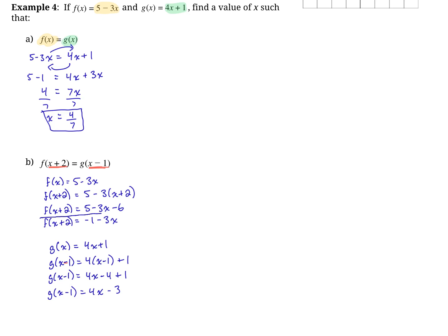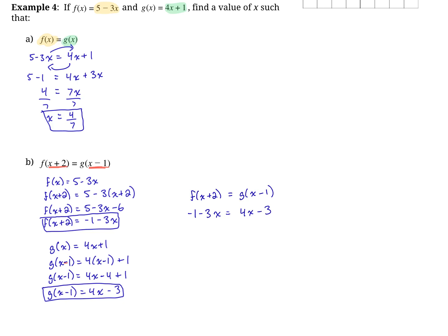So we're not done. We're looking for the x value when f(x plus 2) is equal to g(x minus 1). Since we have a simplified expression for f(x plus 2), we can replace that with negative 1 minus 3x. And since we have a simplified expression for g(x minus 1), we can replace that with 4x minus 3. And again, we're finding the x value where these two are equal.